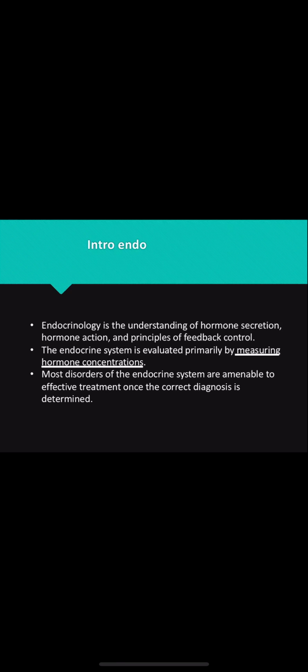This first lecture is just an introduction to endocrinology, and then we'll be studying various hormones and their biochemical aspects in various lectures. So what is endocrinology? It is the understanding of hormone secretion, how they are secreted, how they act on the receptors, how there's a feedback control, how they are regulated, how they are measured. And once disorders of the endocrine system are diagnosed, then there is effective treatment for them.